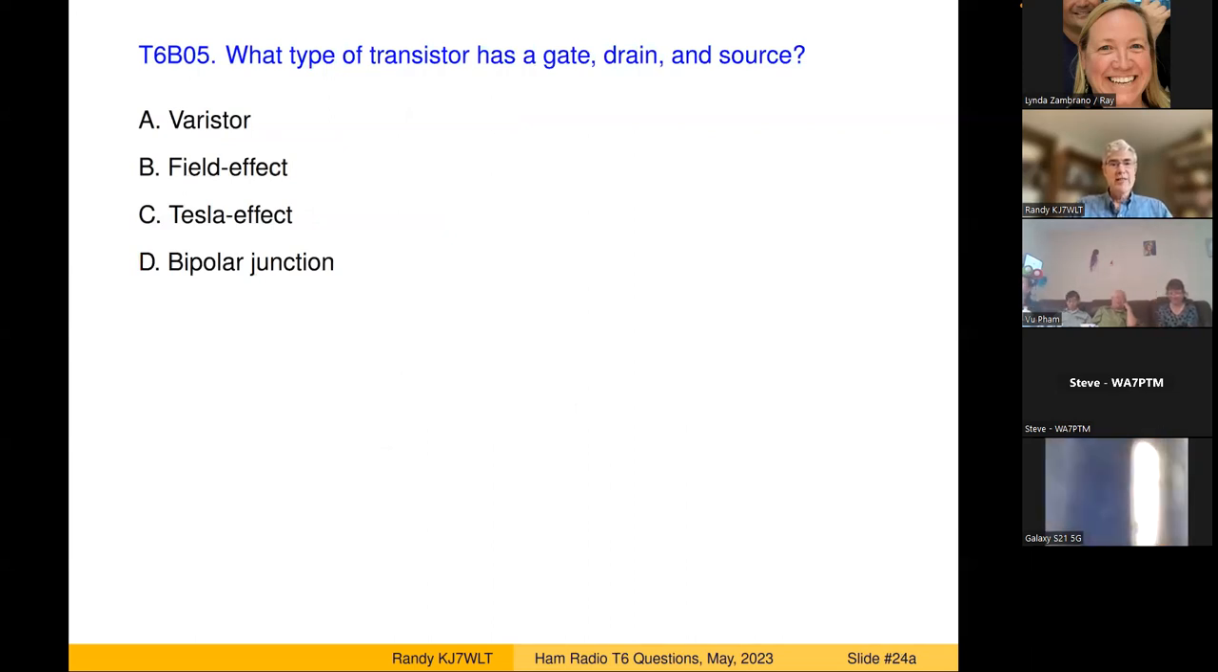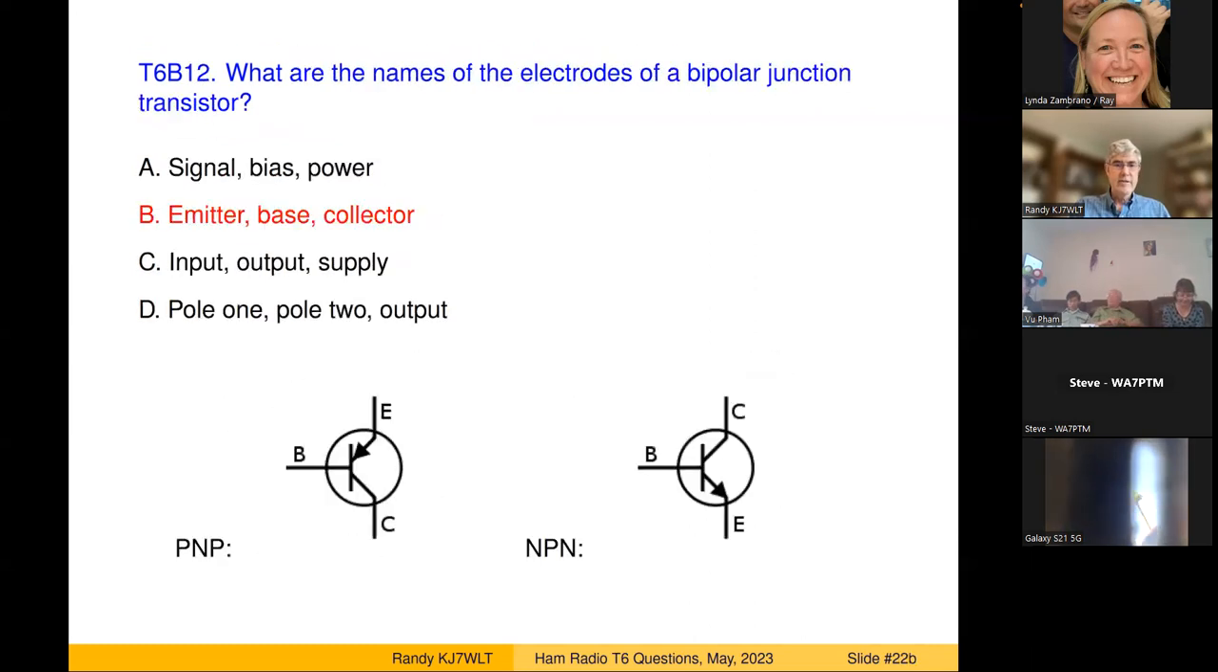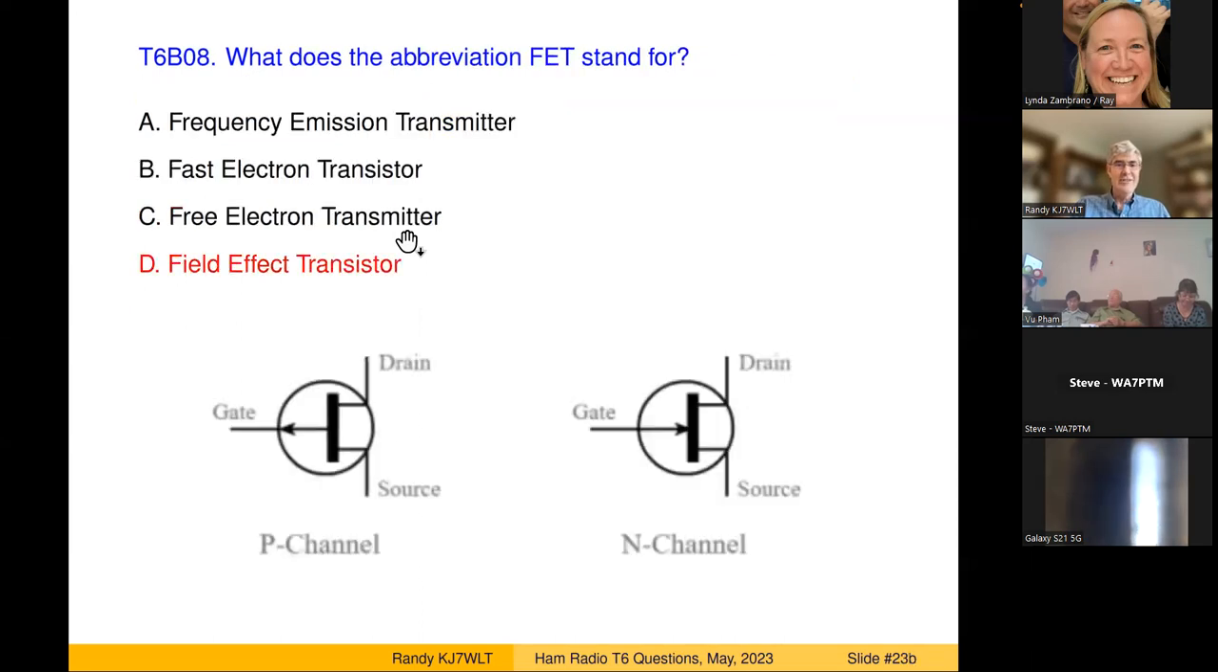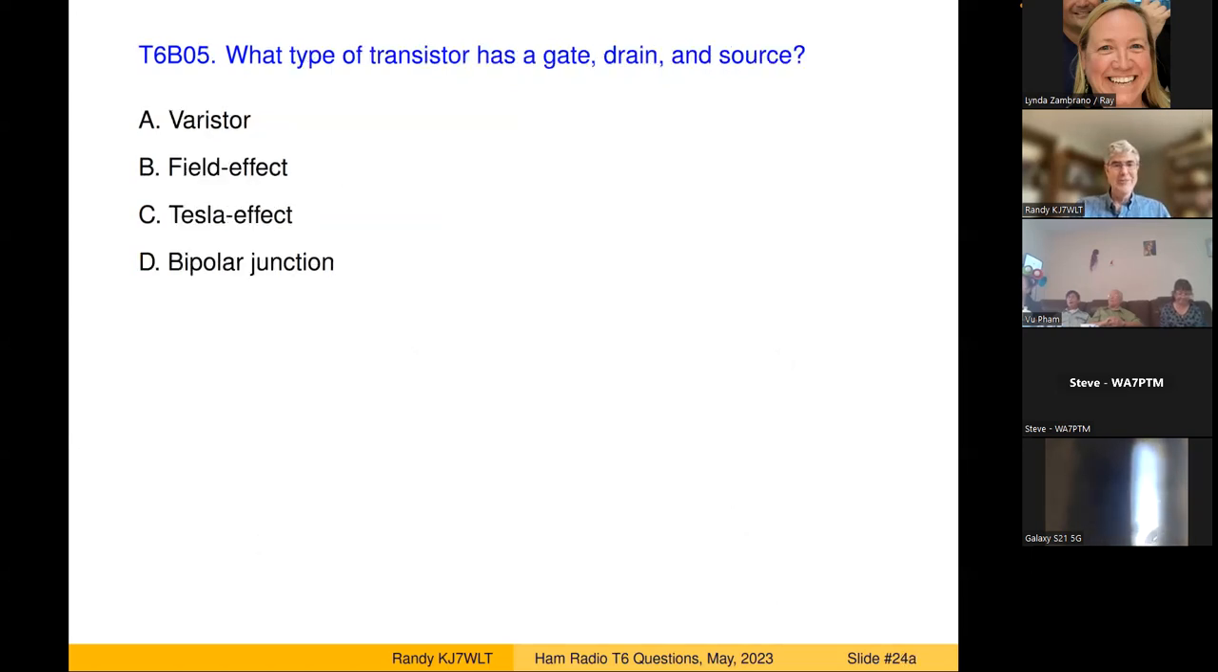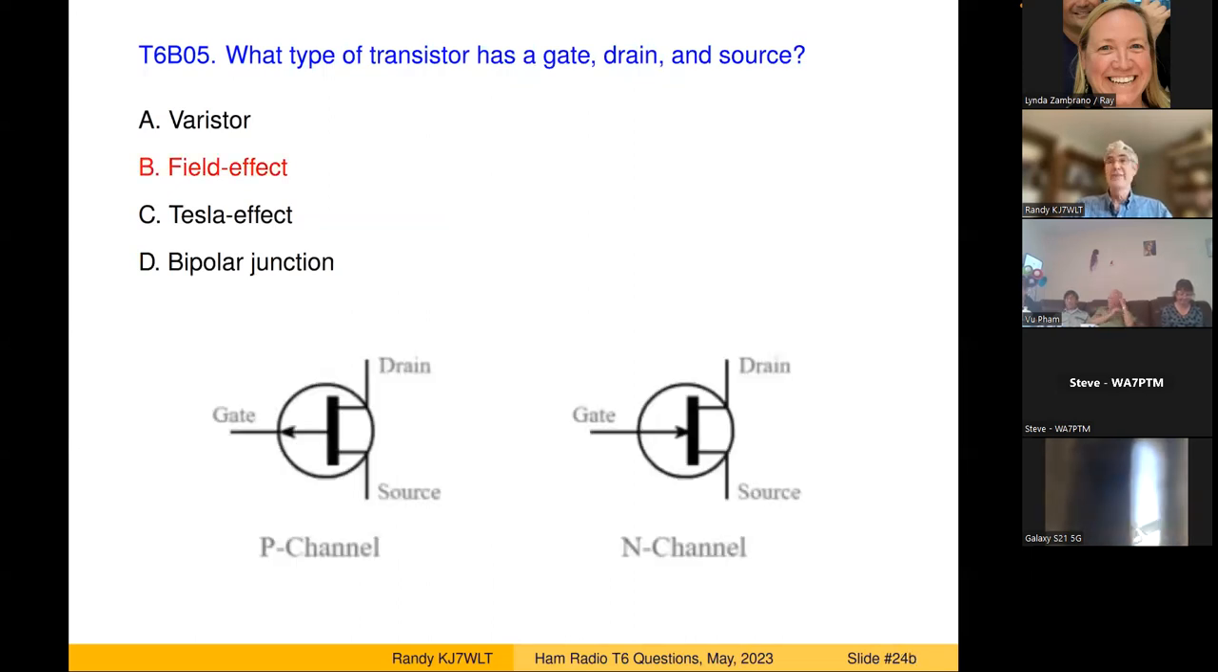So if you remember a couple slides ago, what kind of transistor has a gate, a drain, and a source? That's not the one we just looked at, but the one, oh, it is the one we just looked at. Sorry, I'm getting confused. The bipolar junction transistor has an emitter, a base, and a collector. The field effect transistor has the gate, the drain, and the source. So you just have to memorize what terms are used for which transistors for a couple of these questions. The one with a gate, a drain, and a source is the field effect transistor.